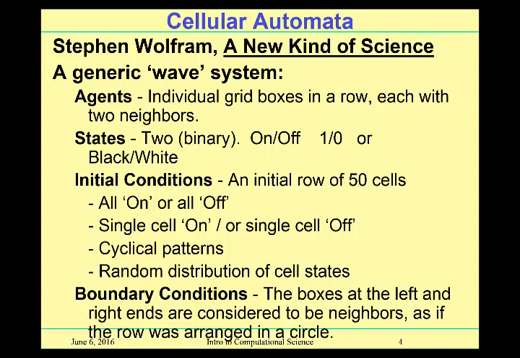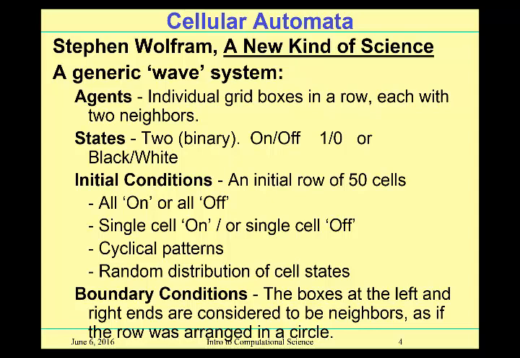Okay. The next thing we have to discuss is the boundary conditions. How do you handle the ends of the line, of the row? In this case, we're going to make our boundary conditions just like the boundary conditions we had when we were sitting in a circle. The boxes at the left and right ends are considered to be neighbors, as if the row was arranged in a circle.